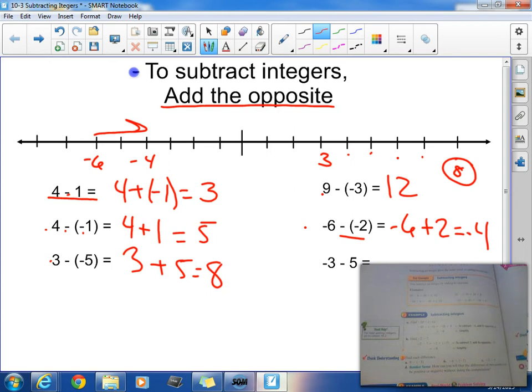You see I kept my negative 6 here, but I took my minus a negative 2 and made that plus 2, and so I got negative 4.